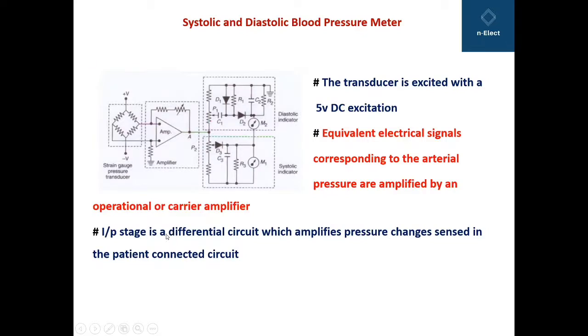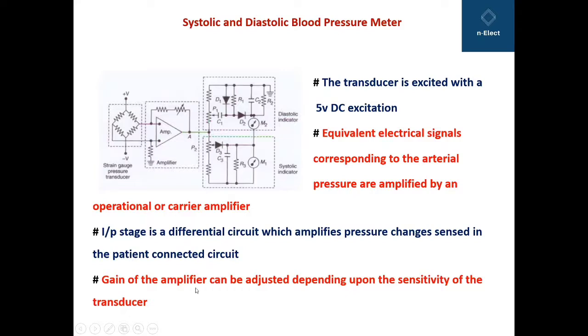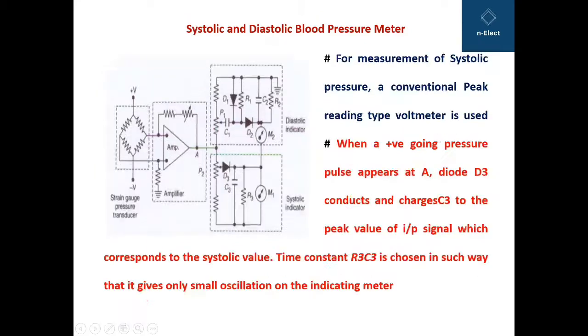The input stage is a differential circuit. The operational amplifier is shown here, and its input stage is a differential circuit which amplifies the pressure changes sensed in the patient connected circuit. The gain of the amplifier can be adjusted depending upon the sensitivity of the transducer.